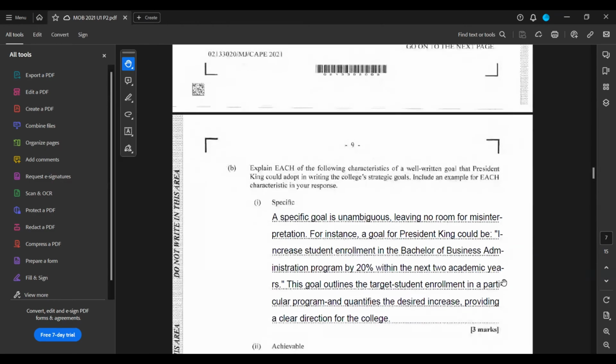Specific. A specific goal is unambiguous, leaving no room for misinterpretation. For instance, a goal for President King could be increasing student enrollment in the Bachelor of Business Administration program by 20% within the next 2 academic years. This goal outlines the target student enrollment in a particular program and quantifies the desired increase, providing a clear direction for the college.